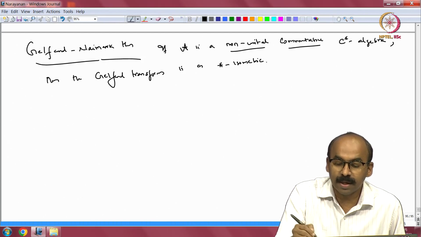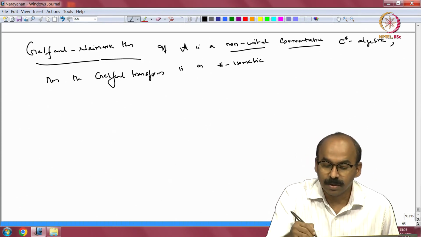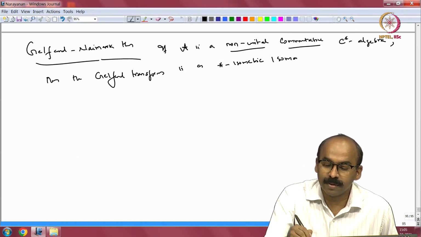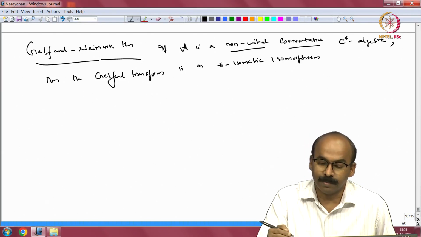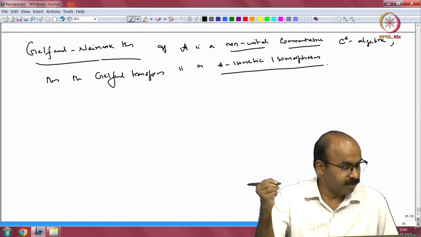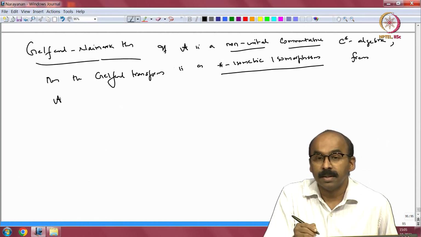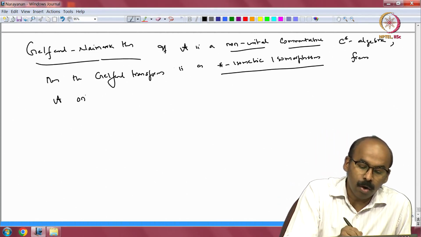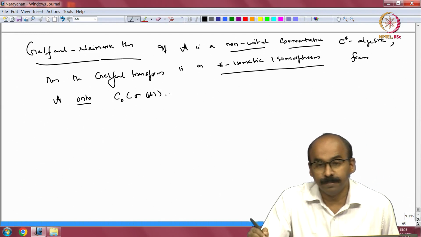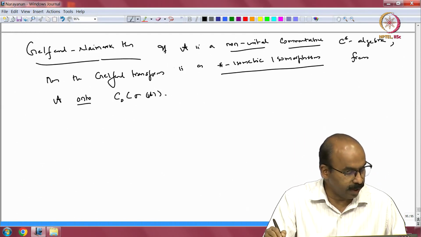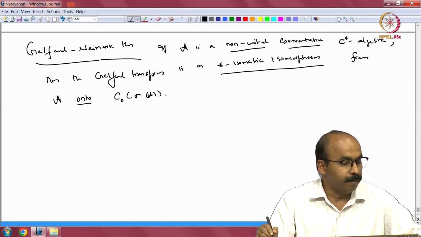So, it is supposed to respect everything, right. It will respect the star, it will respect the norm, and it is an algebra homomorphism. So, a star isometric isomorphism. It is not just an algebra homomorphism, it is an algebra isomorphism, right. So, a star isometric isomorphism from the non-unital commutative C-star algebra A onto C0 of sigma of A. Okay, so we have done most of this already; we just have to put things together to complete the proof.